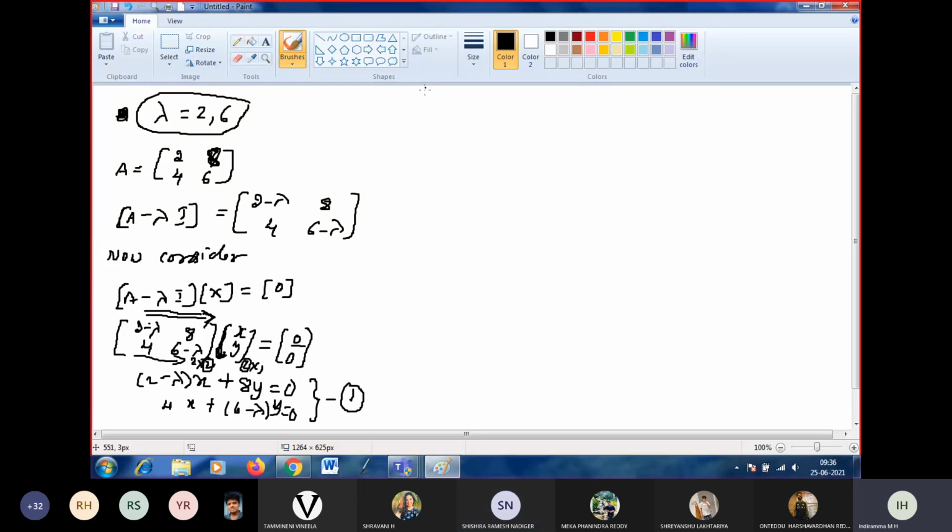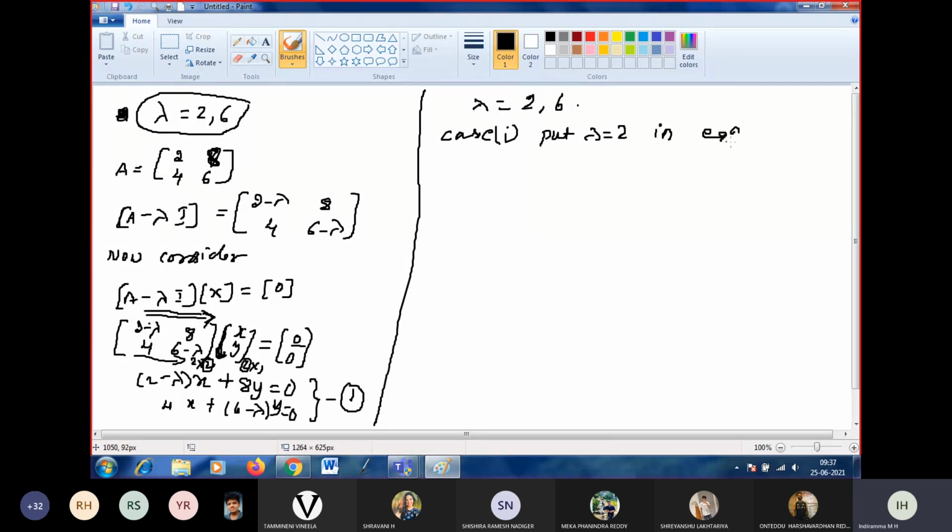Okay, so we got the eigenvalues. What are the eigenvalues? We got lambda values, lambda 2 and lambda 6. What values we got? 2 and 6. Next, go for case 1 to find eigenvector. Case 1, put lambda equal to 2. Put lambda equal to 2 in equation 1.